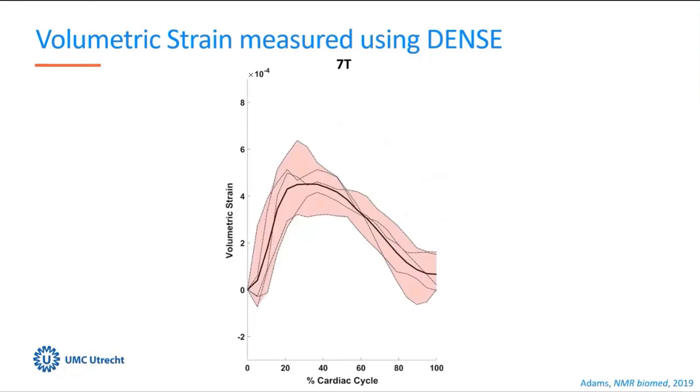This has also previously been done by Adams, where he measured volumetric strain using the 7T scanner over the whole cardiac cycle. You can nicely see that at the beginning, at 0, the brain is the smallest, and then there's an increase in volumetric strain, and then the brain goes back to the original state again. So it follows the cardiac cycle very nicely.